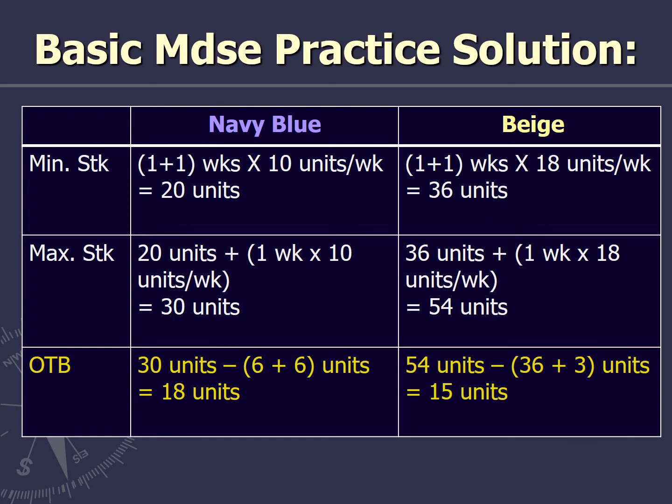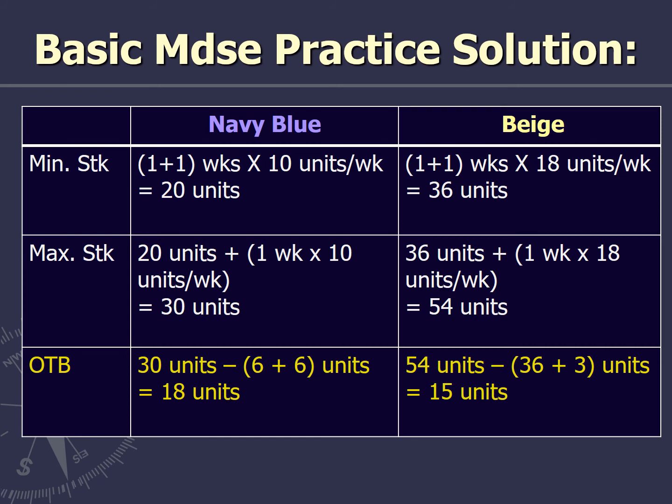Again, 1 week times 10 units for navy blue and 18 units for the beige, right? So navy blue 20 units plus 10 units gives us 30 units as our maximum stock. So for the navy blue comforter, we want to carry between 20 and 30 units of navy blue comforters.